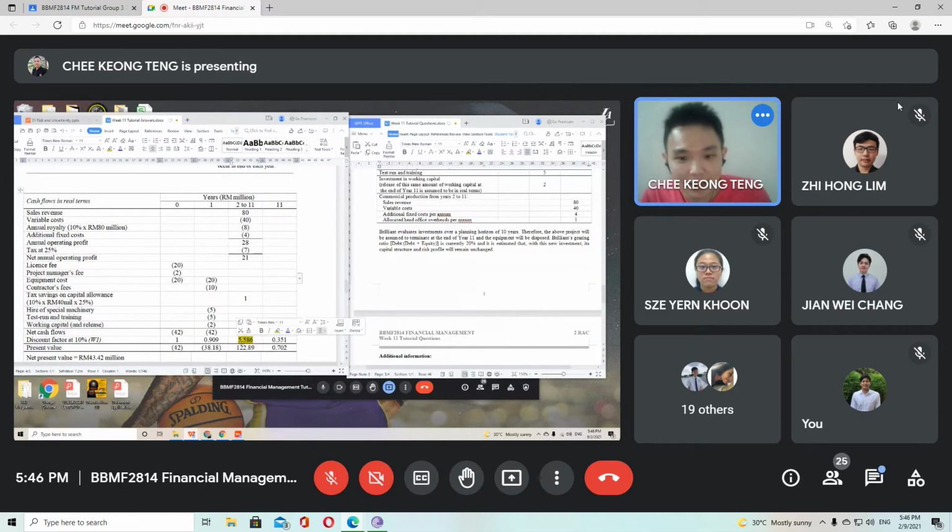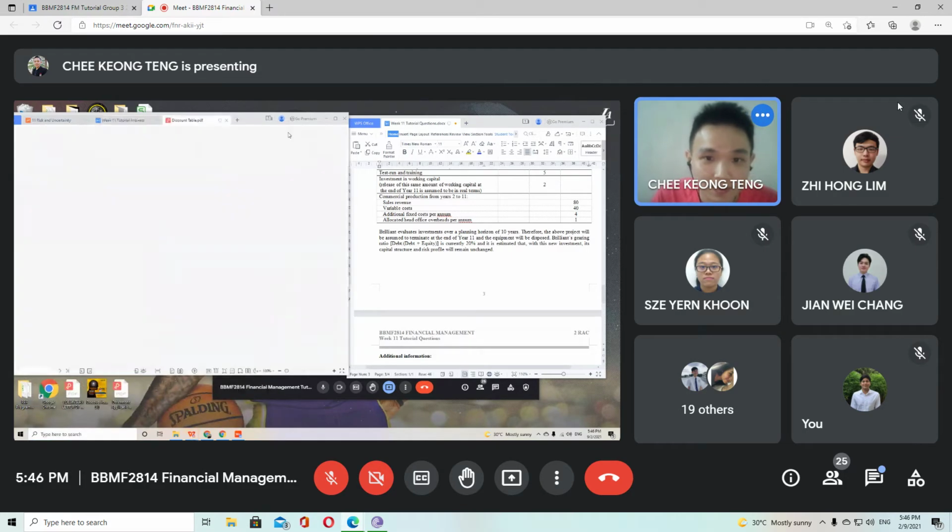5.586. This one is the annuity for the cash flow from year 2 to year 11. Not year 1 to year 11, because year 1 is the setting up period. So operationally, this cash flow happens from year 2. 2, 3, 4, 5, 6, 7, 8, 9, 10, 11. 10 years annuity. But how do you get this figure? You all try to find out the answer.